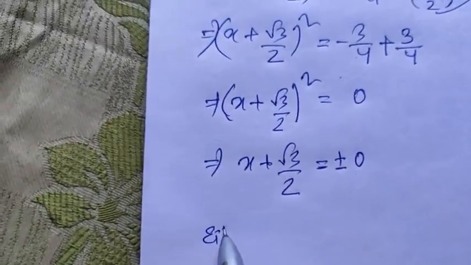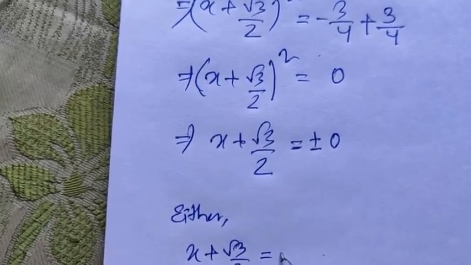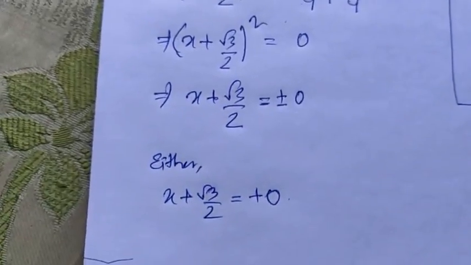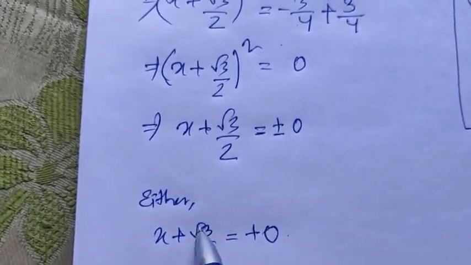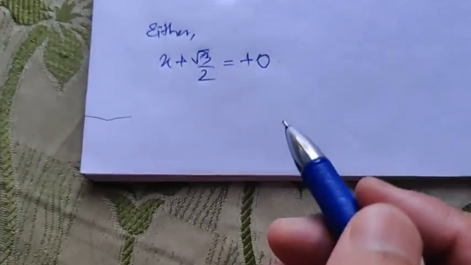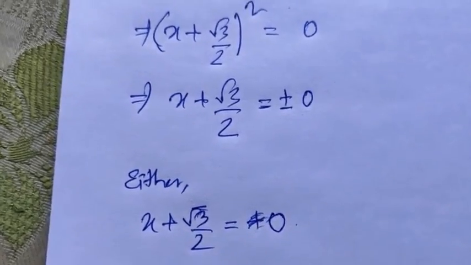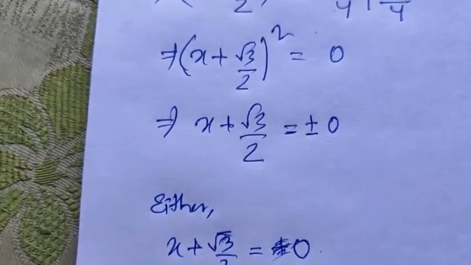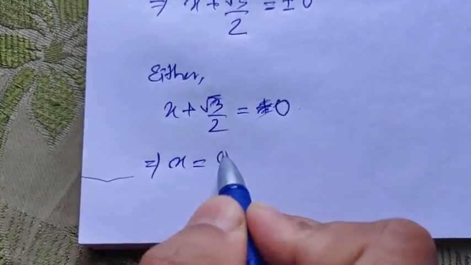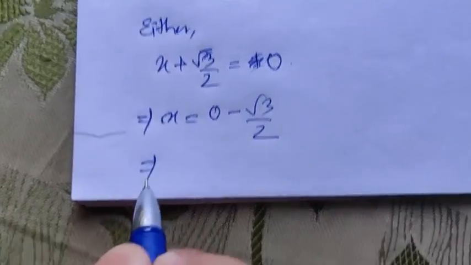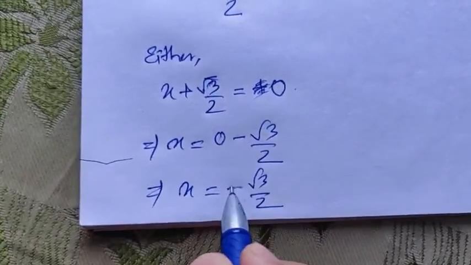Now the plus minus 0 means what? Either x plus root 3 by 2 equal to plus 0, here plus minus 0 has plus and minus, but with 0 you can cancel it. Now we have to find x, isn't it? So if we find x, this will become 0 minus root 3 by 2. So ultimately x will be minus root 3 by 2.